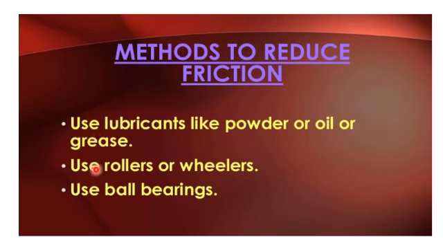Number 2, use rollers or wheels. By this way, we can reduce friction. Number 3, use ball bearings. Another way to reduce friction is to use ball bearings. The moving parts of a machine are kept apart by small balls which can roll about. This reduces friction between the moving parts. So, by these ways, we can reduce friction.